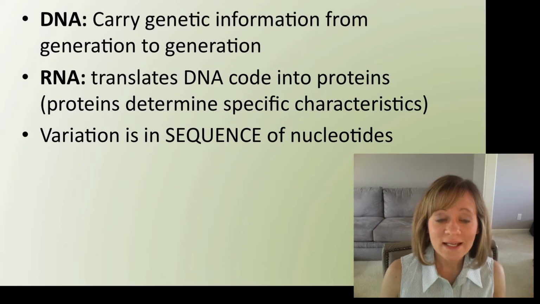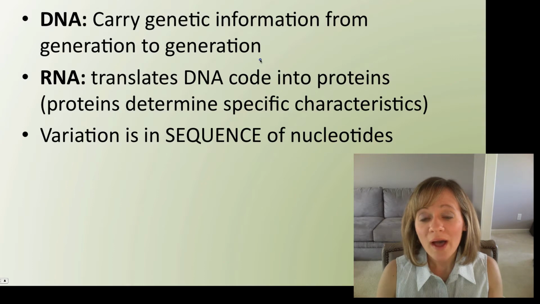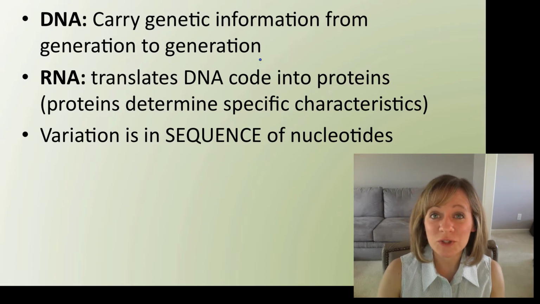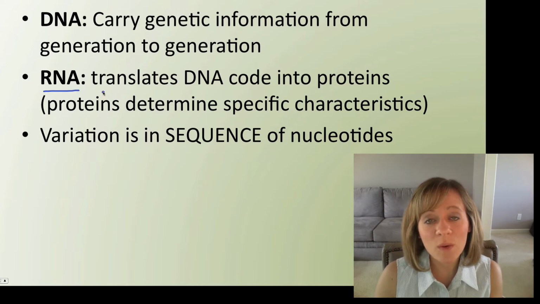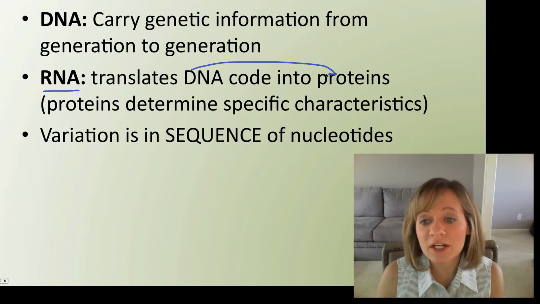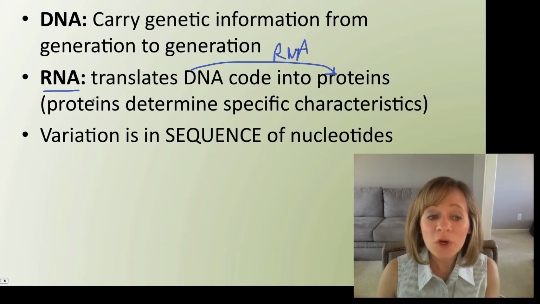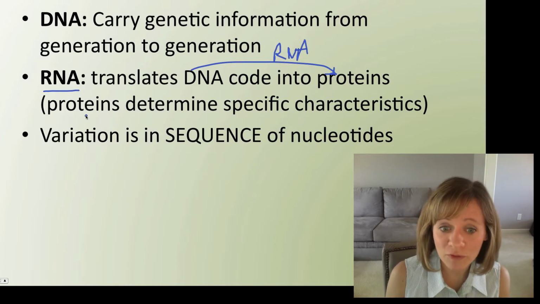Function of nucleic acid. DNA carries genetic information from generation to generation. So your parents pass their DNA on to you. Each one of your individual cells, when it makes new cells, passes on its DNA to the next generation of cells. RNA has lots of different functions, but probably the most important is that it's going to code for proteins. So it's going to take that DNA and turn it into proteins. It's sort of the messenger, right? It's that go-between. And so proteins then are going to determine specific characteristics in, say, a human, for example.